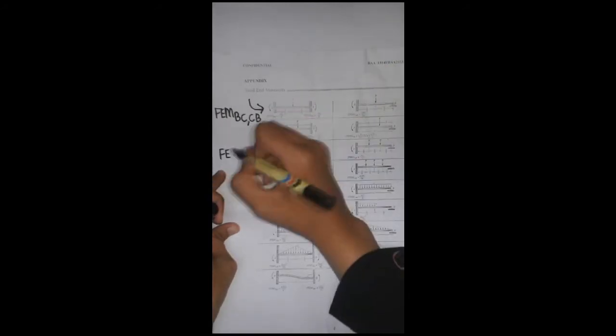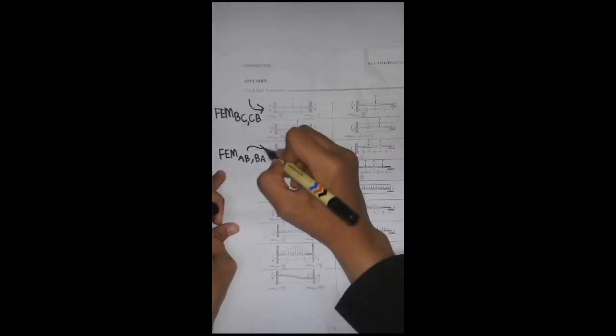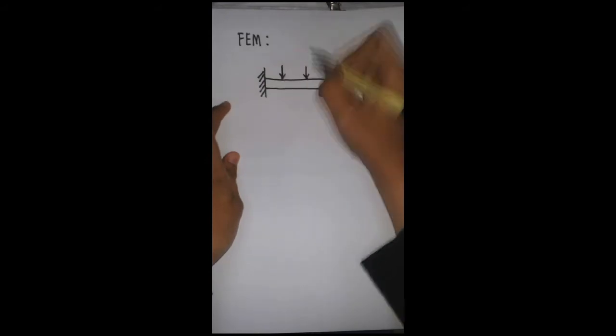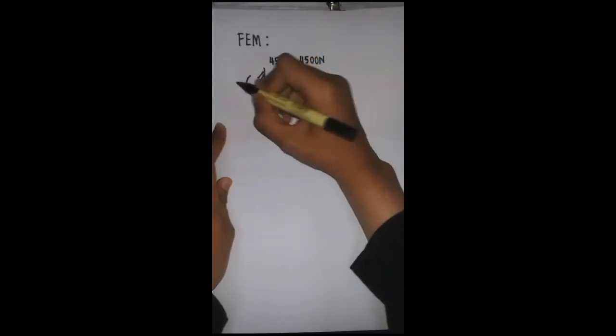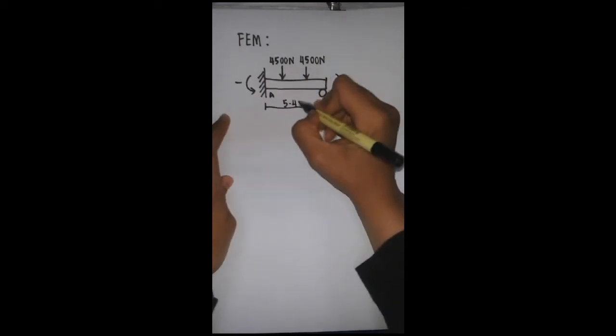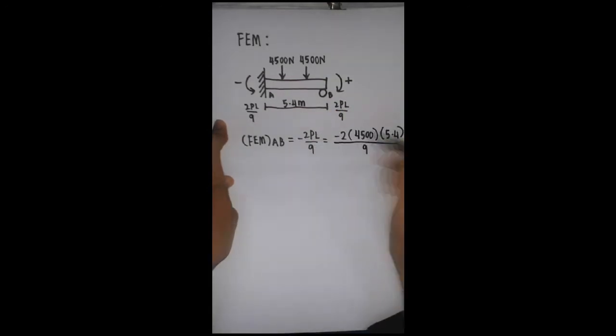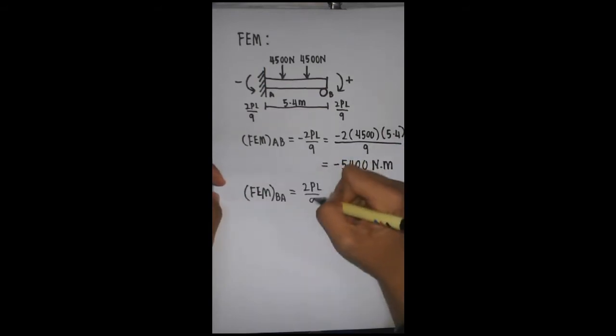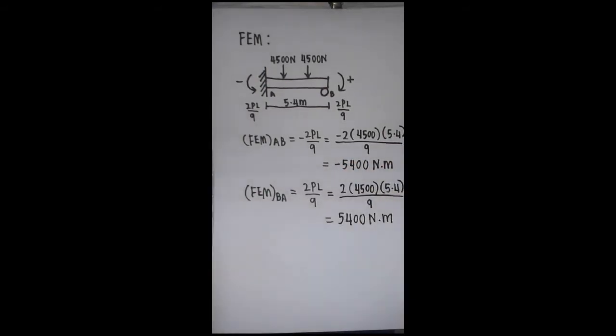moment. As we can see, for fixed end moment AB, which has two loadings, we use 2PL over 9. So, for fixed end moment AB, we consider it negative because it is counterclockwise. For the clockwise sign convention, we consider it a positive sign. As a result, fixed end moment for AB equals negative 5,400 Newton meter and fixed end moment for BA equals 5,400 Newton meter.